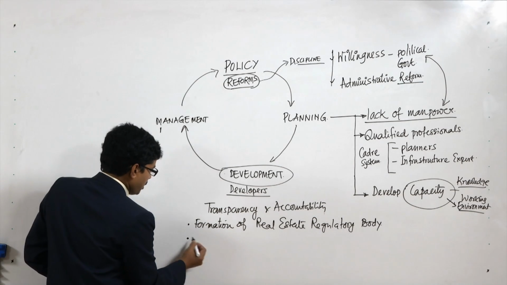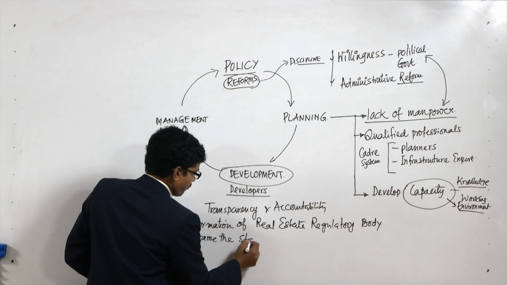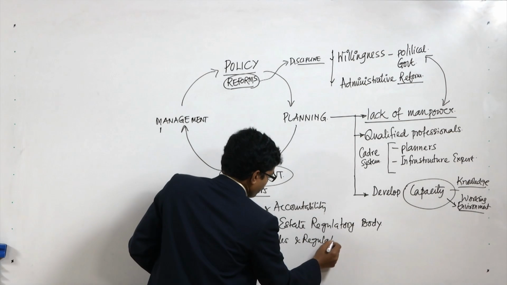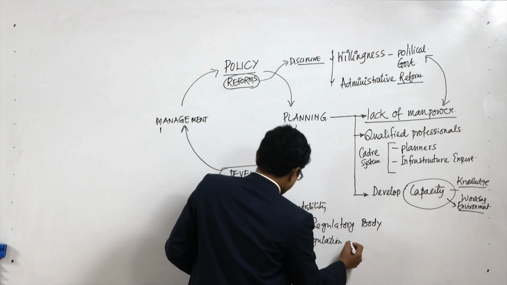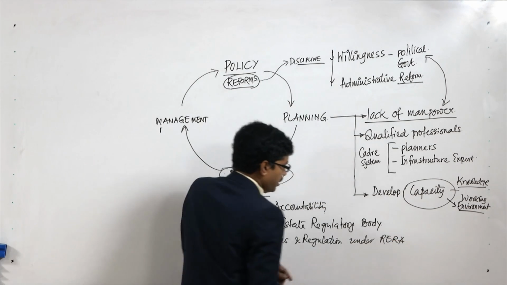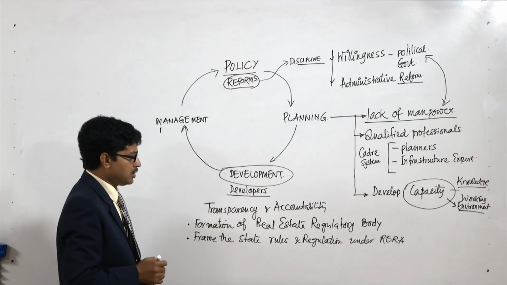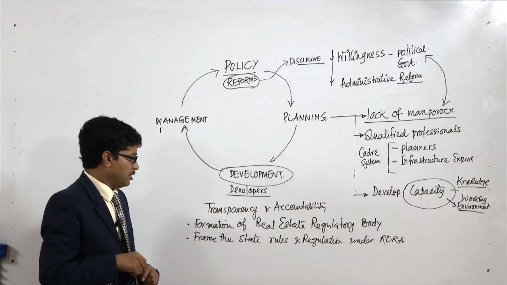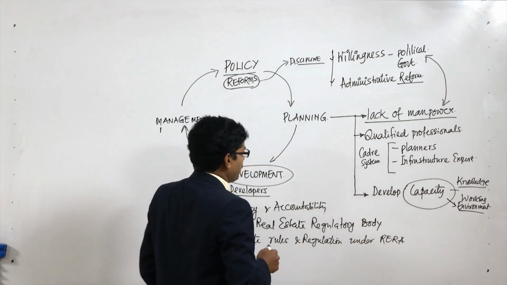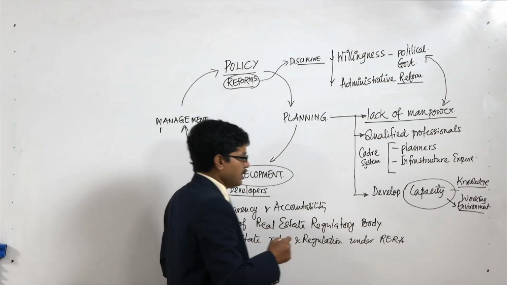Then not only the body, they have to frame the rules. Under the Real Estate Regulation Act, every state government has to frame the rules and regulations on how the Act will be workable at every level. So that is another thing. Another part which I should mention at the planning level and also the development level, at the state level and the local level, is that right now we do not have any mechanism for land banking.